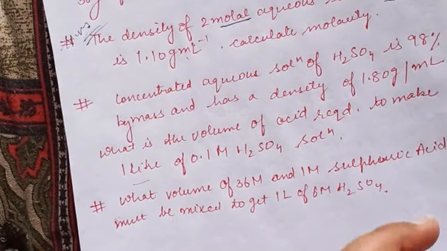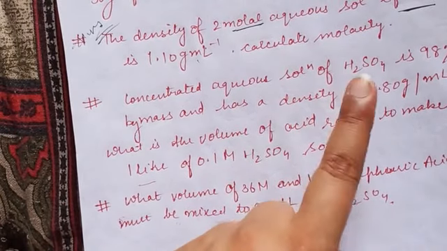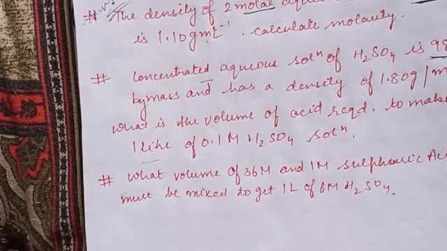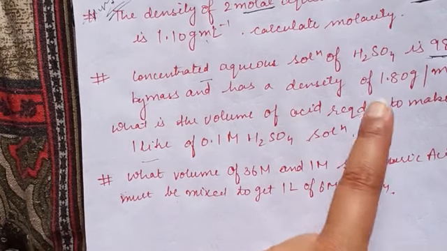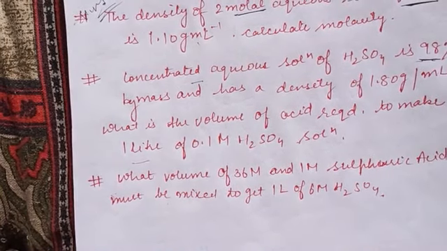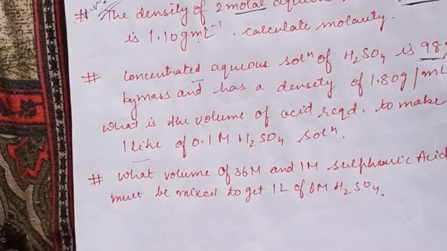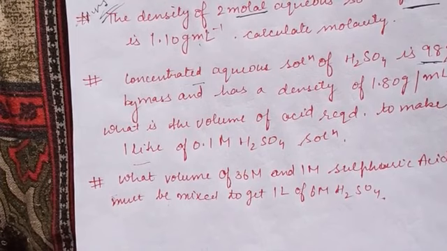That means they have added water and diluted it further. Now first of all we need to understand the question. Concentrated means the solution of H2SO4 is 98% H2SO4, that is, it is not diluted; we have to dilute it. The density given is 1.80 gram per milliliter. So what is the volume of sulfuric acid required to make 1 liter of 0.1 molar H2SO4 solution? Now first of all we'll find out the molarity.